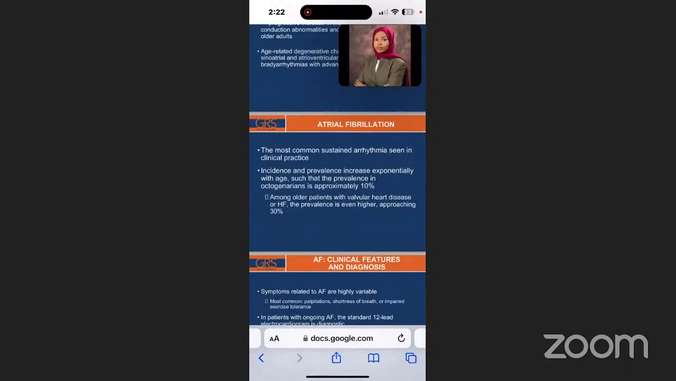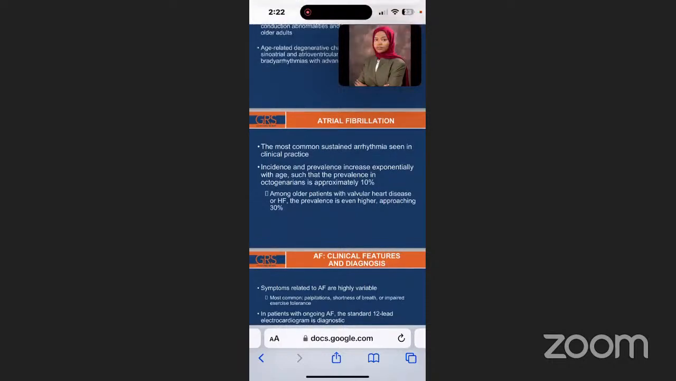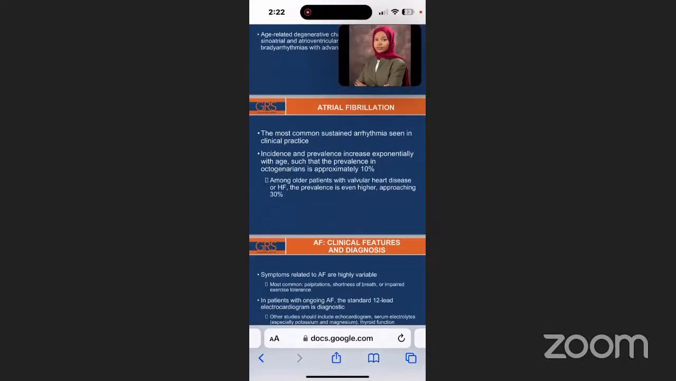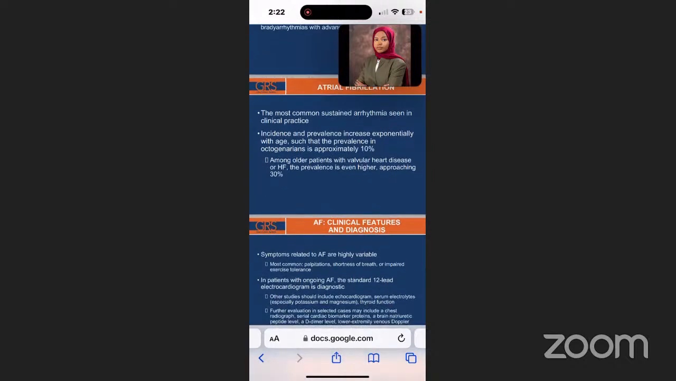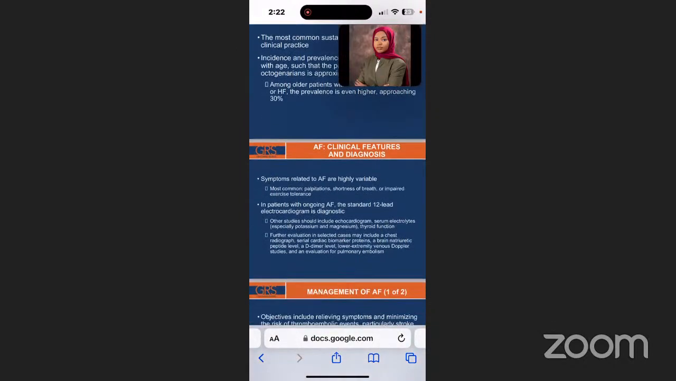Now we can talk about the most important arrhythmia, which is AFib, the most common sustained arrhythmia seen in clinical practice. The incidence and prevalence increase dramatically with age, such that the prevalence in octogenarians is approximately 10%. Among older patients with valvular heart disease or heart failure, the prevalence is even higher, approaching about 30% of cases.